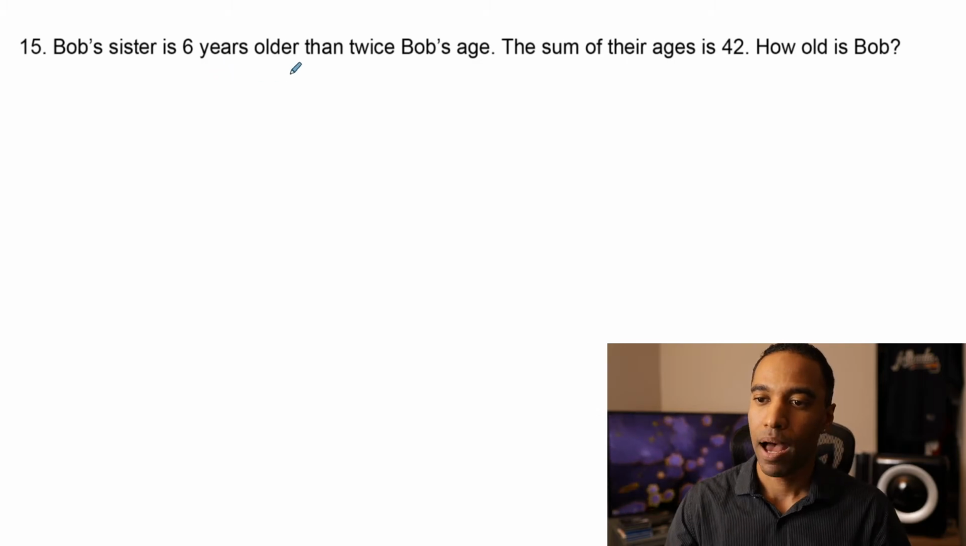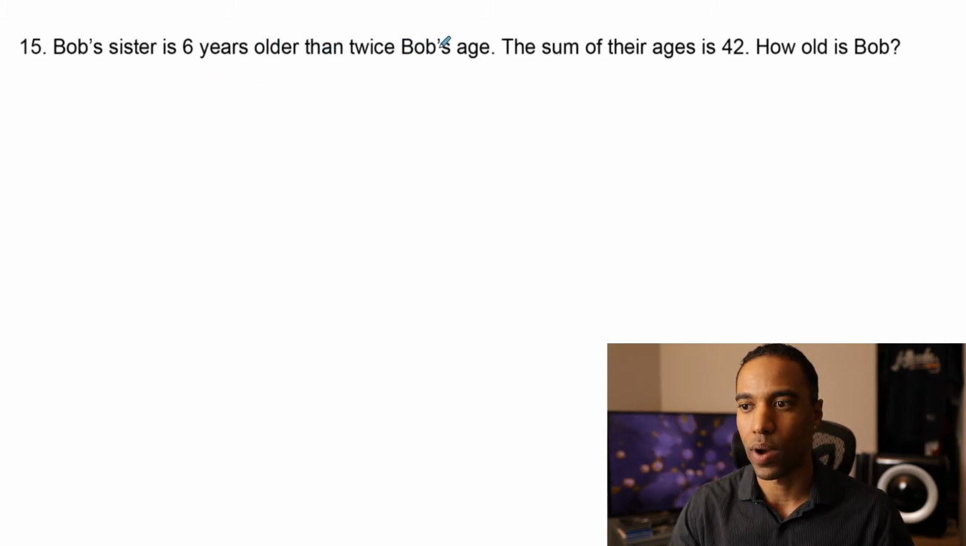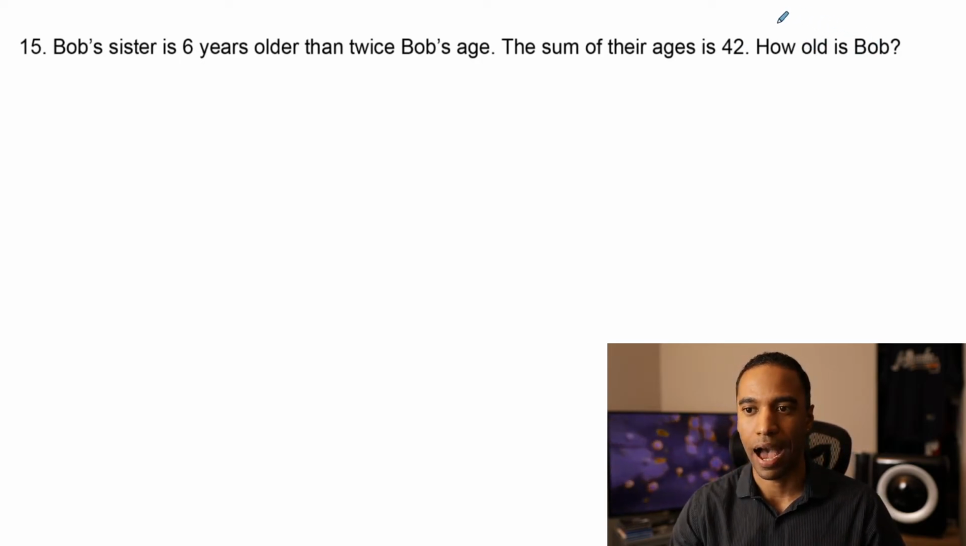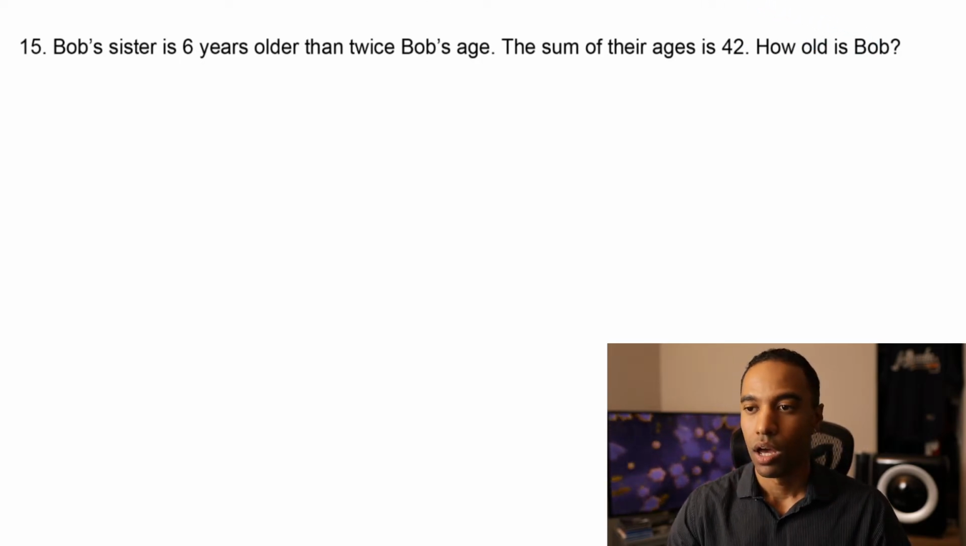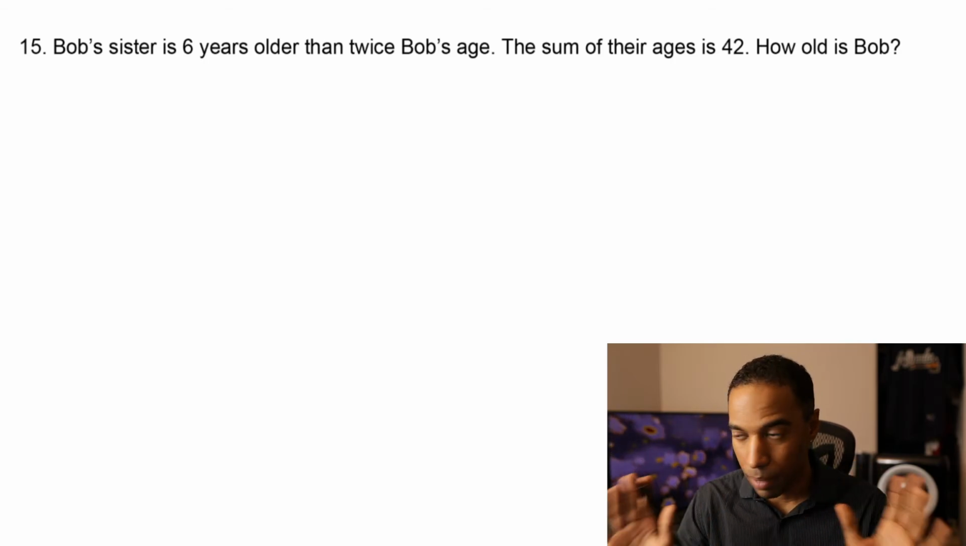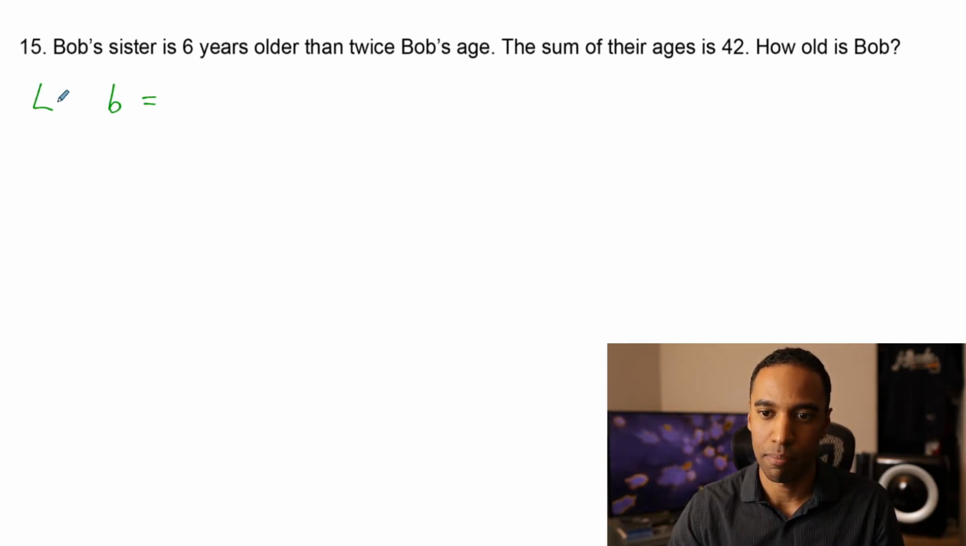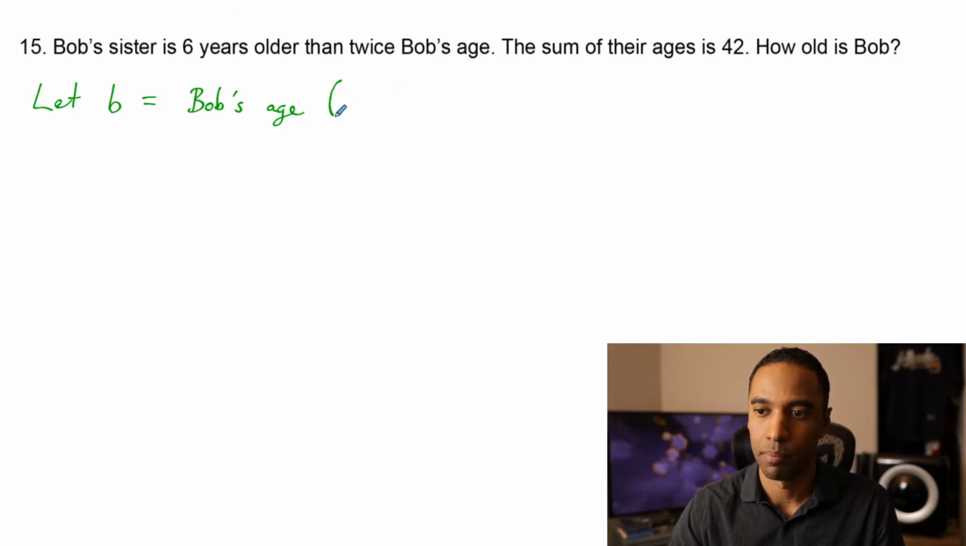Bob's sister is 6 years older than twice Bob's age. Oh, God. The sum of their ages is 42. How old is Bob? Okay. I'm going to define variables again. Let B be Bob's age. Bob's age is in years.